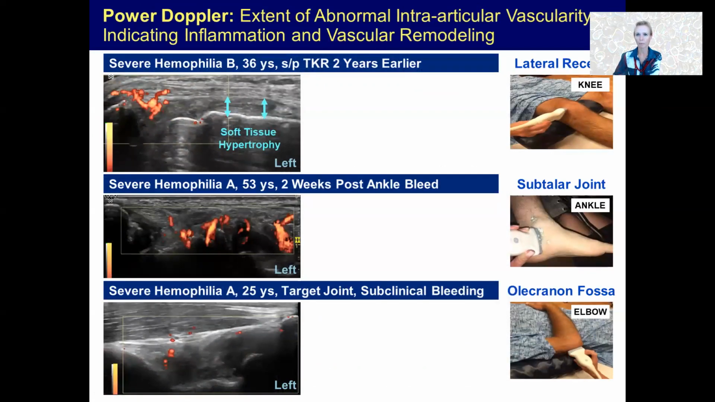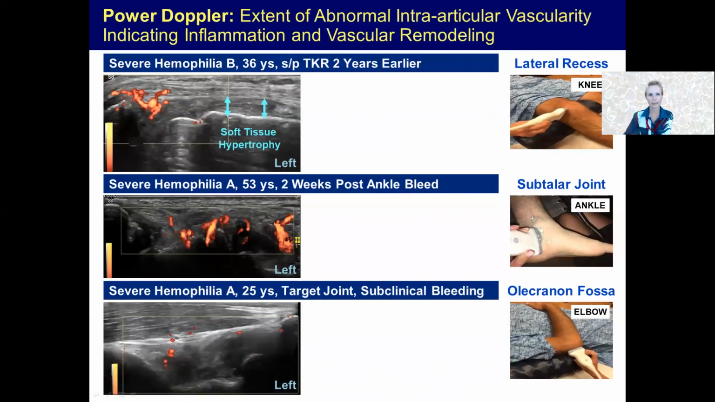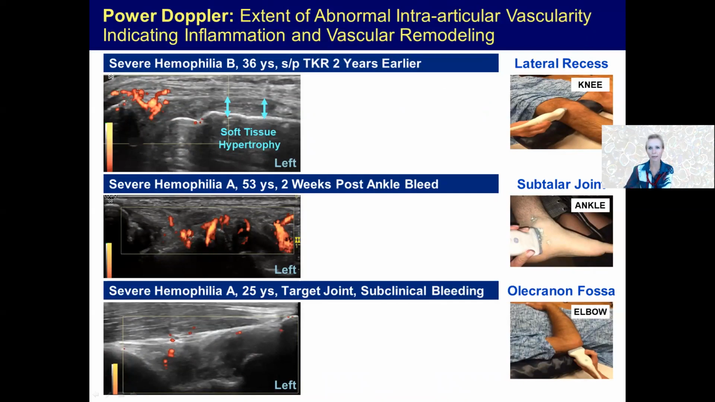So how about power Doppler? The power Doppler lets us judge the extent of abnormal intra-articular vascularity, indicating inflammation and vascular remodeling. And I show here 3 examples of patients from my clinic to tell you how useful potentially in clinical decision-making power Doppler can be. So again, power Doppler, you probably have heard about it already in previous lectures, allows us to assess the microcirculation in non-directional flow in tissue structures such as the synovium.